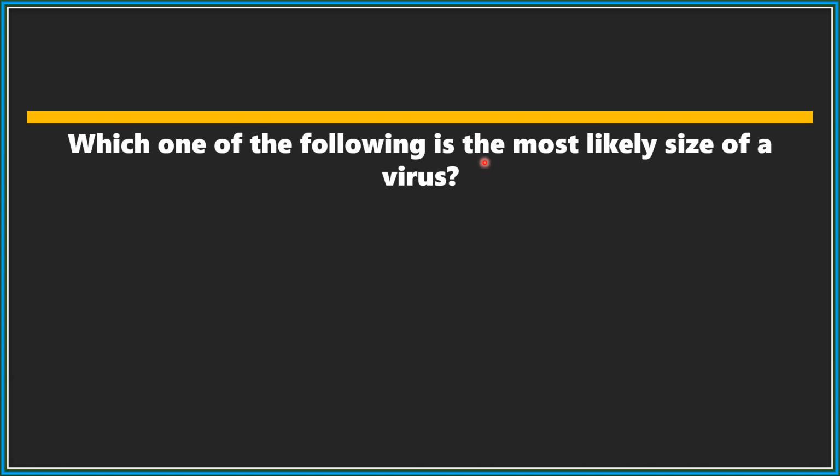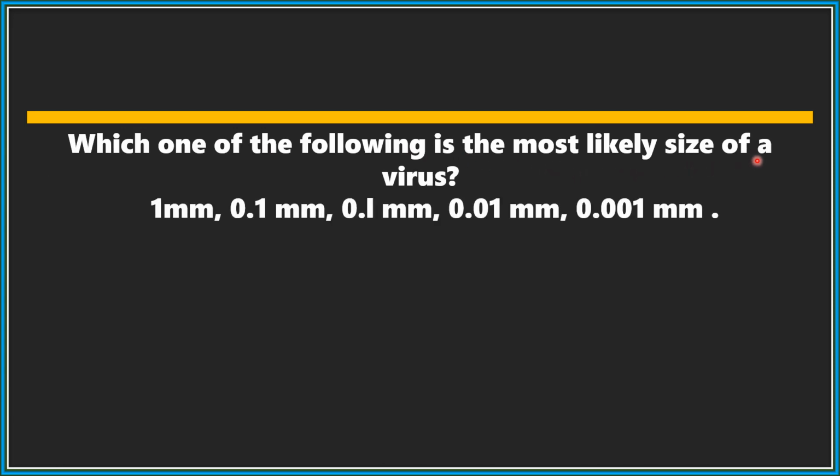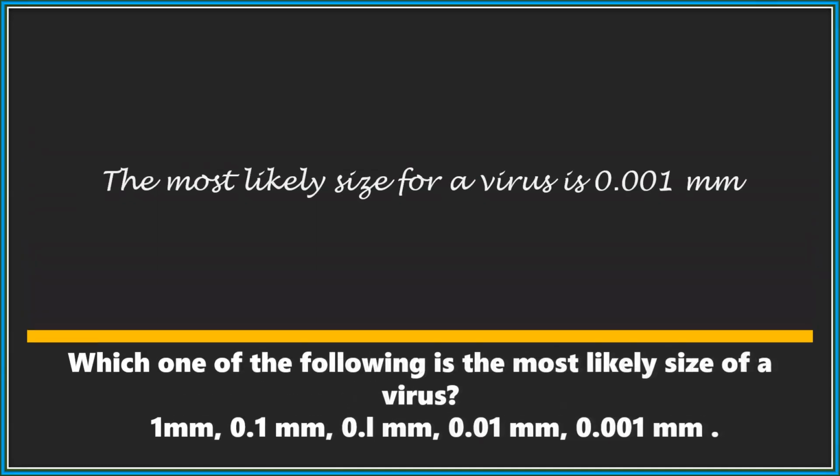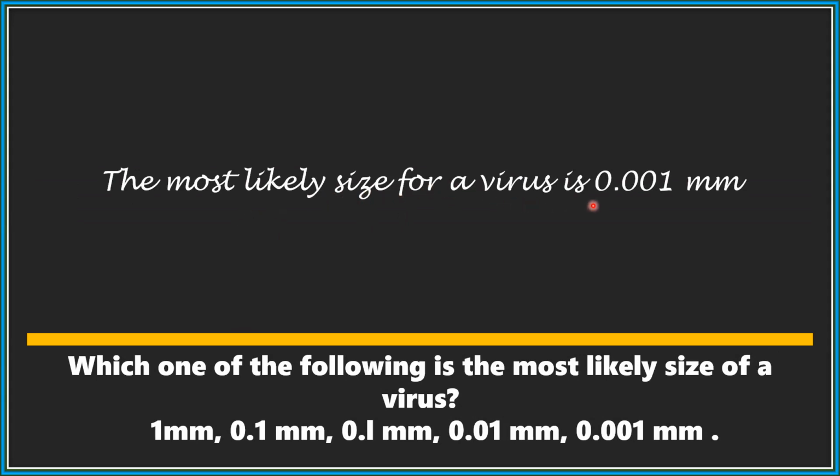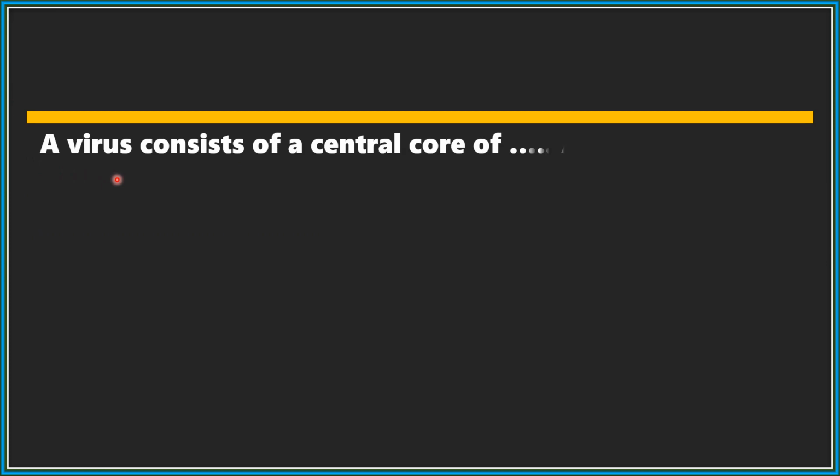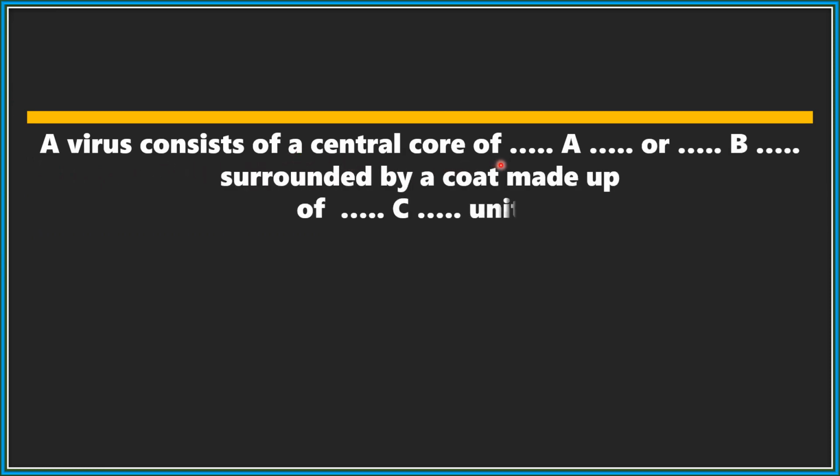Which one of the following is the most likely size of a virus? 1 millimeter, 0.1 millimeter, 0.01 millimeter, 0.001 millimeter. The most likely size for the virus is 0.001 millimeter. A virus consists of a central core of dash or dash surrounded by a coat made up of dash units.